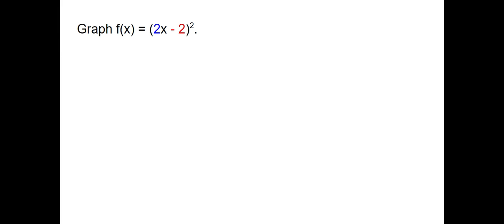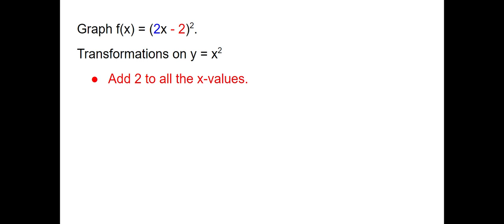All right, so let's talk about our transformations. First thing is I'm subtracting 2 on the inside, which means I'm going to add 2 to all the x values. Right? And I'm also multiplying by 2 on the inside, which means I'm going to multiply all the x values by half. Now, there are a couple ways you can do this and a couple ways you can think about this. I think the easiest is just do it in this order.